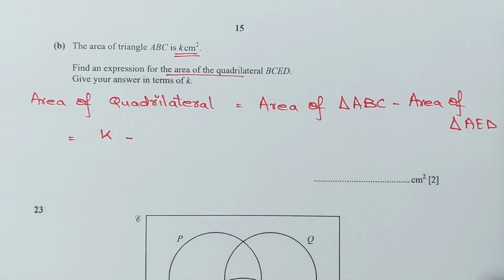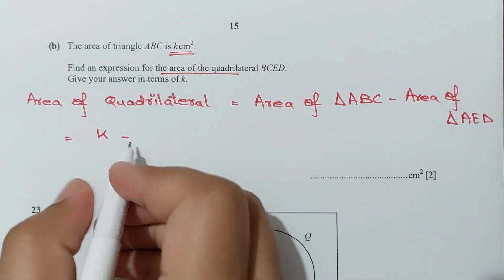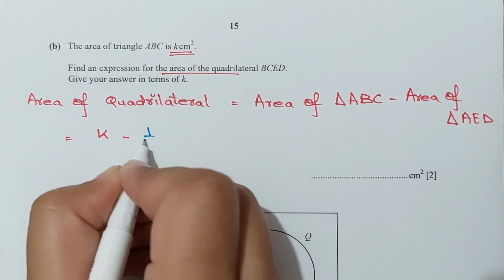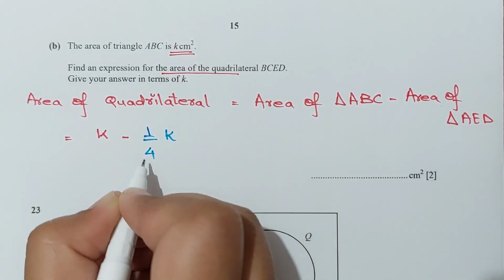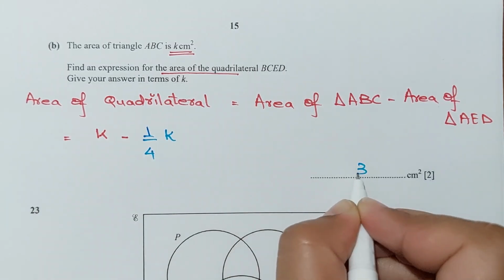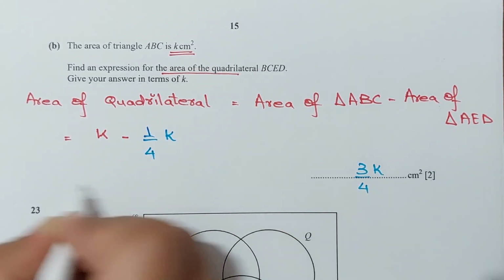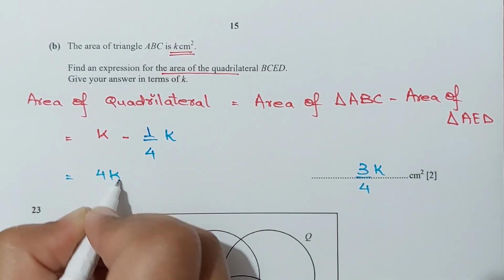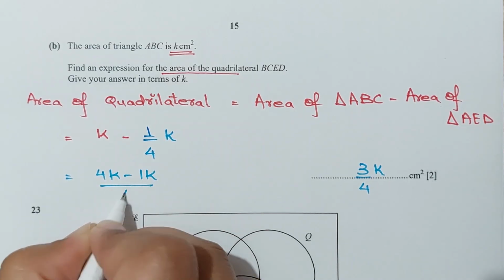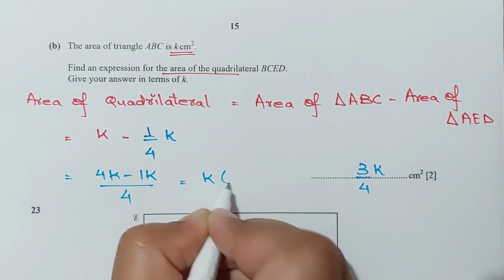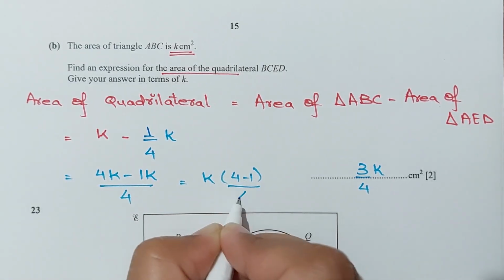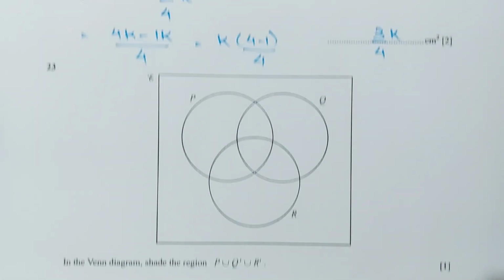So plug the area into this equation and subtract. So here this is K minus 1 over 4K. 4 minus 1 is 3 over 4K. So we have 4K minus 1K over 4, where K is common. 4 minus 1 over 4, which is 3 by 4K.